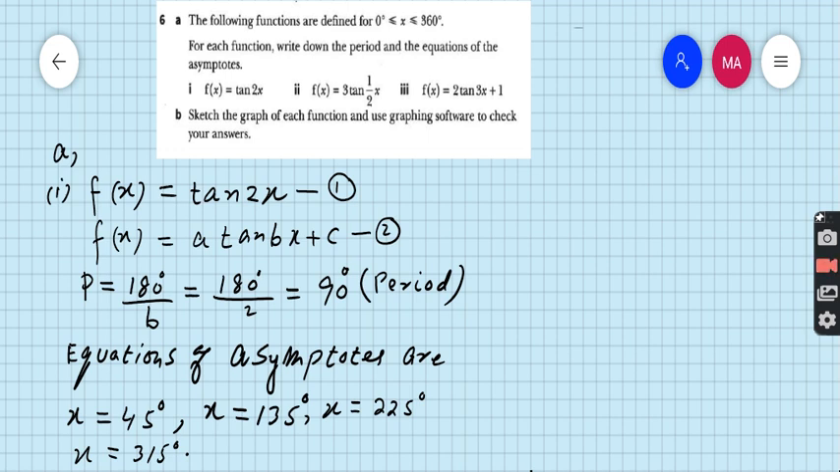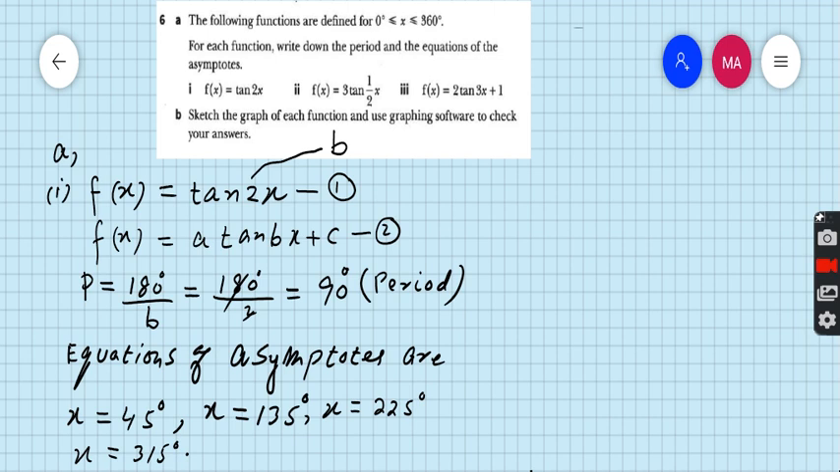What is b? b is the coefficient of x in the given question. The coefficient of x you can see in equation number 1 is b. Therefore, the period is 180 upon 2, that is 90 degrees. So 90 degrees is the period of this tangent function. It means the graph of tangent repeats after 90 degrees. How? I will give you detail when I draw the graph.